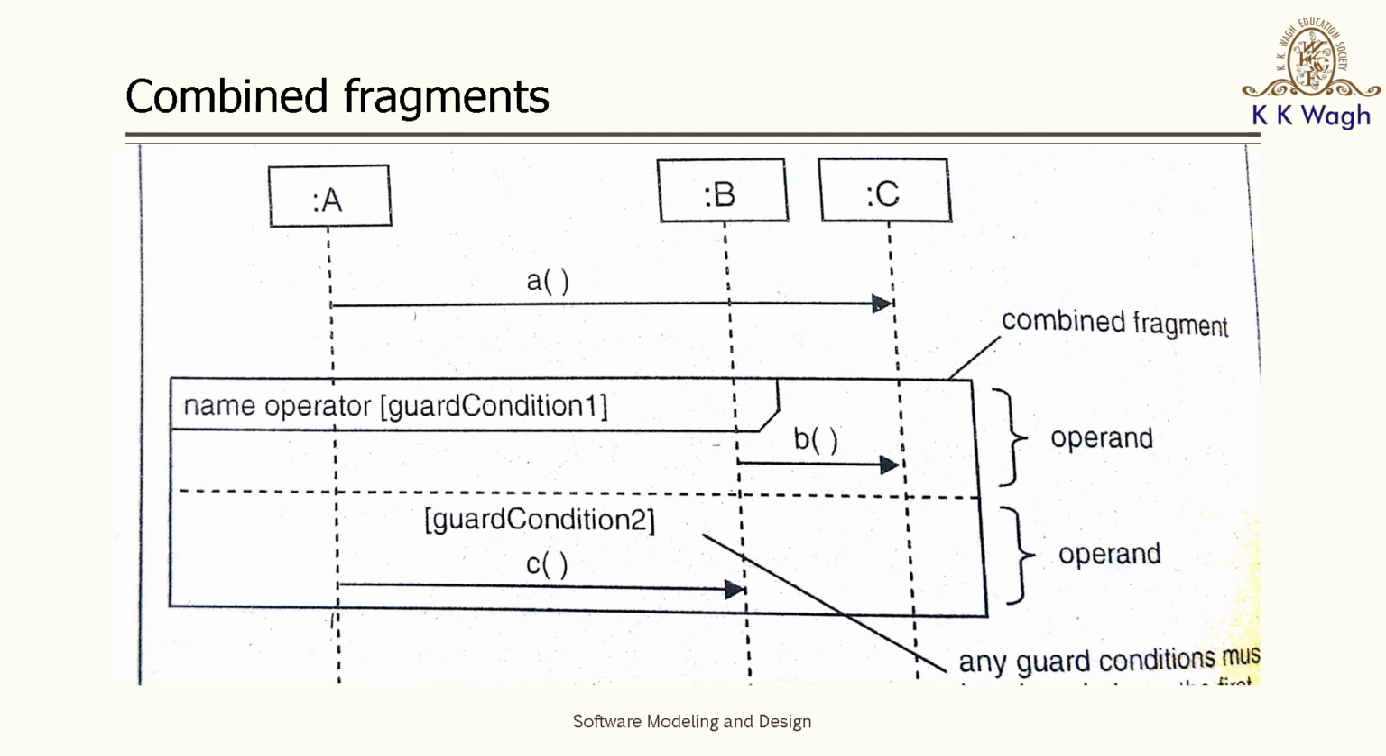Basically, the operator determines how its operands are executed. The guard condition determines whether their operands will be executed or not executed. It is a Boolean expression in short, as we have discussed already.